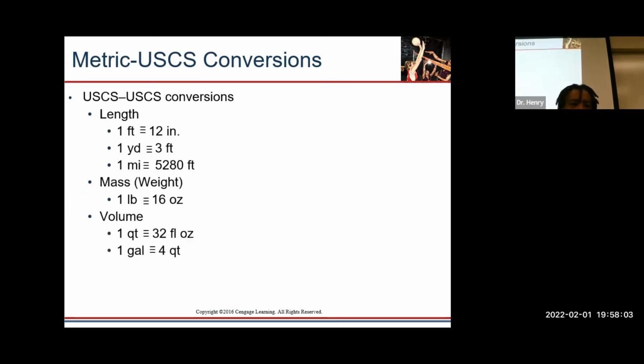Okay, and you guys also know 1 foot equals 12 inches, 1 yard equals 3 feet, 1 mile equals 5,280 feet, and 1 pound equals 16 ounces, 1 quart equals 32 fluid ounces, 1 gallon equals 4 quarts.